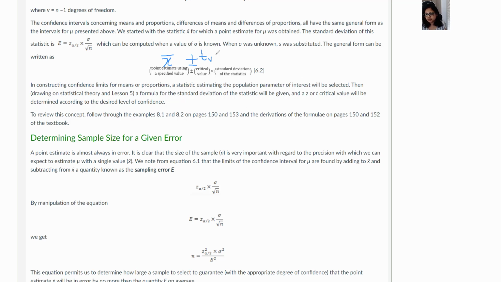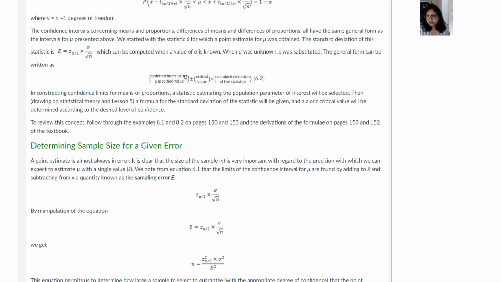So let's say we are using t, and then you have to multiply it by the standard deviation. That means the standard deviation that you find for that statistic. Okay, so that means from mean to mean, what's the variation we have, the critical value from the table, and then the statistic we are talking about.